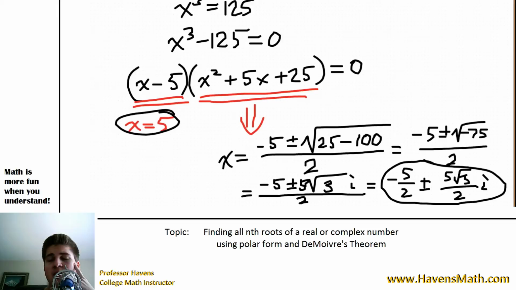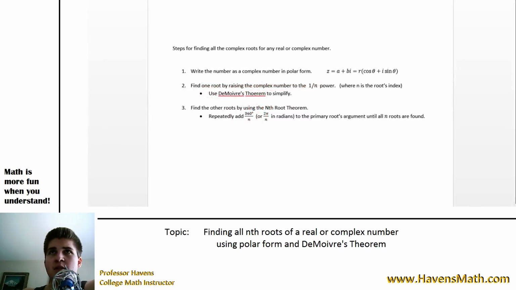That just takes a little bit more practice, but the steps for doing that are pretty straightforward. You write your number as a polar form complex number; I like to do r cis theta. Find r, find theta. Then raise that number to the 1 over n power. Use DeMoivre's theorem to quickly simplify. Then we simply repeatedly add 360 over n, or if you're in radian mode, you could add 2 pi over n to find all those other ones.